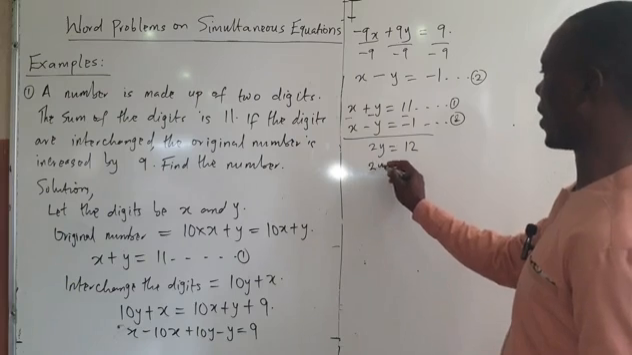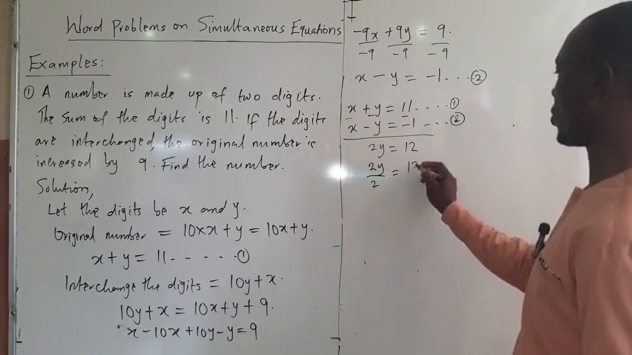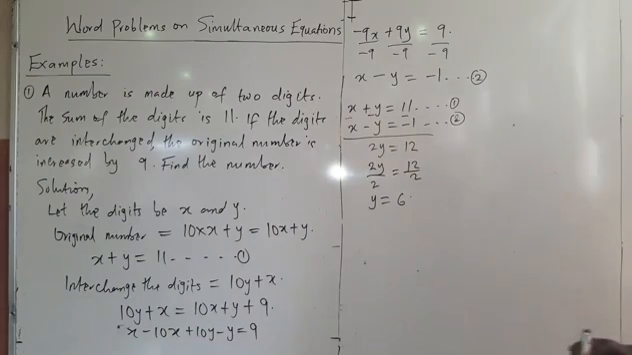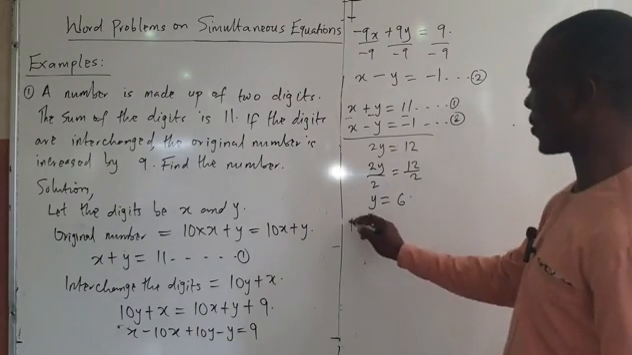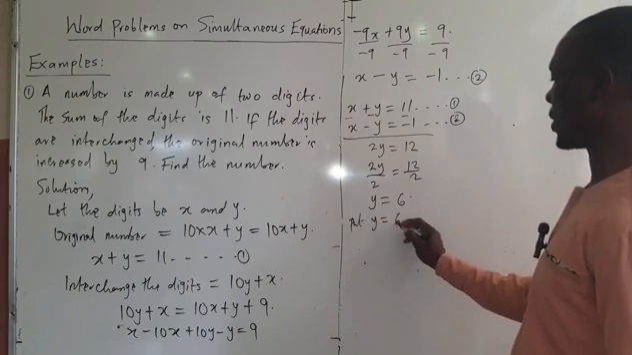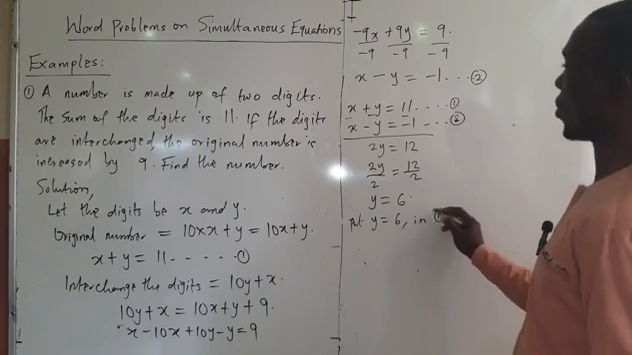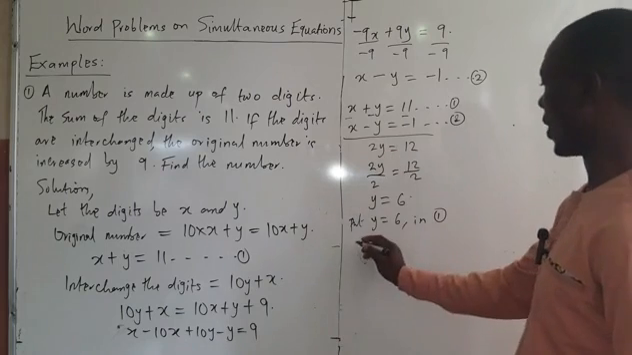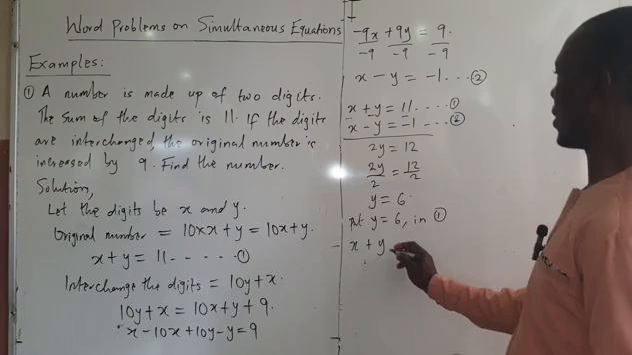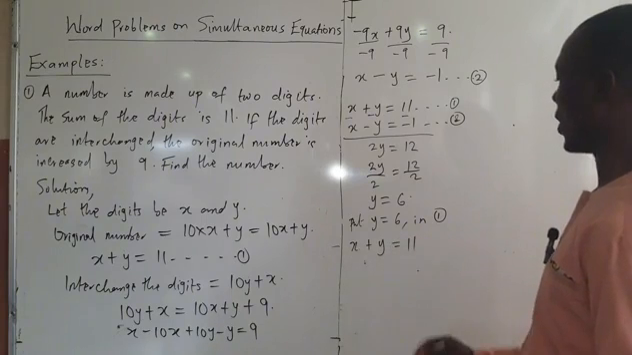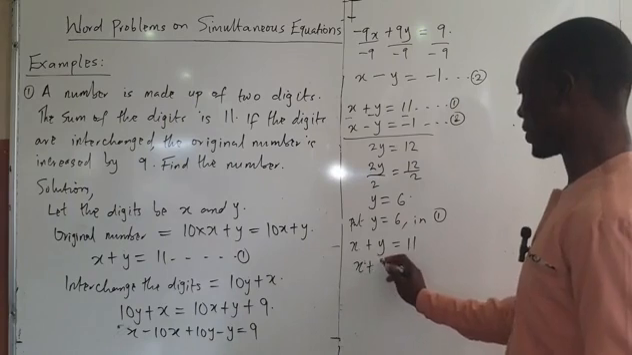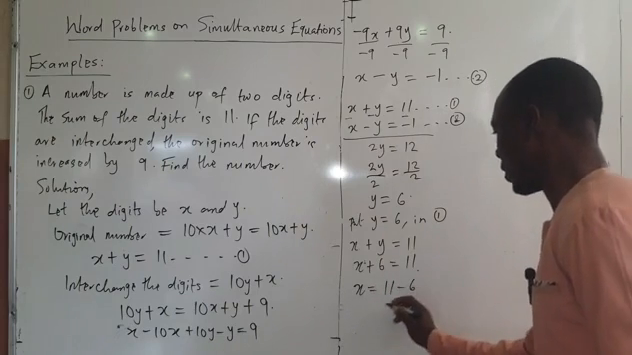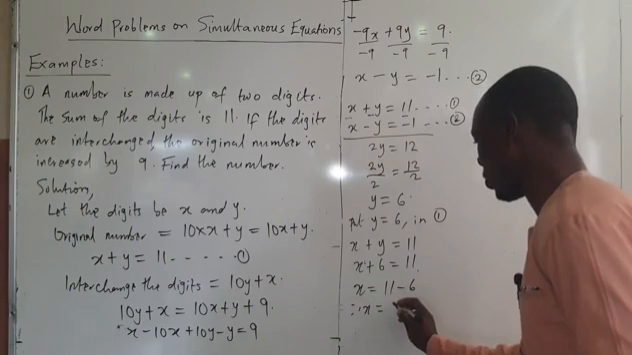So you now divide both sides by 2. So we have 2y over 2 equals 12 over 2. So we have y equals 6. You can now put y equals 6 in equation 1 to get the value of x. So we now have x plus y equals 11, and what is y? 6. So we have x plus 6 equals 11. Then x equals 11 minus 6. Therefore, x equals 5.